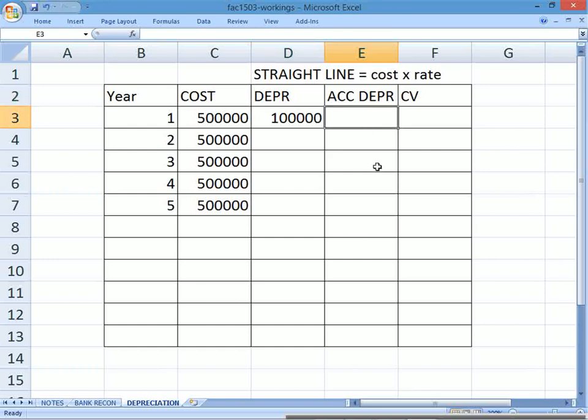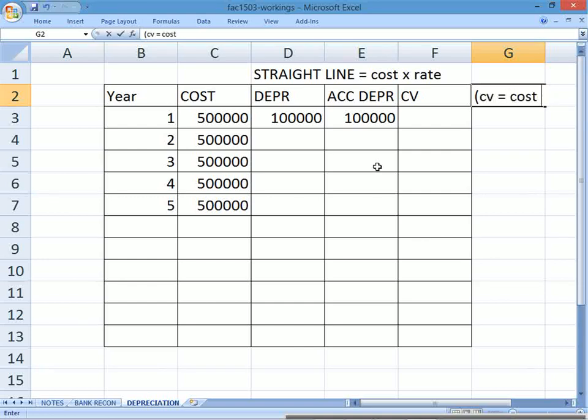For year 1, will I have accumulated depreciation? Yes, after I've depreciated it. Okay, so how much depreciation will I have after year 1? 100,000. What would the carrying value be after year 1? Well, what is carrying value?